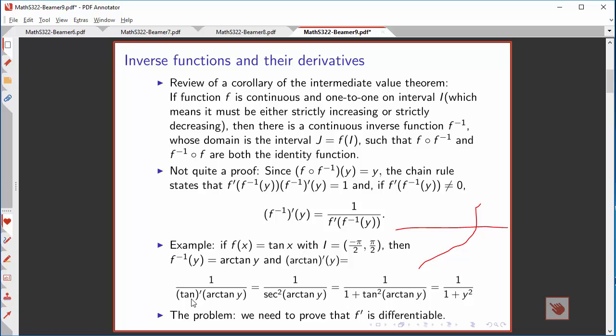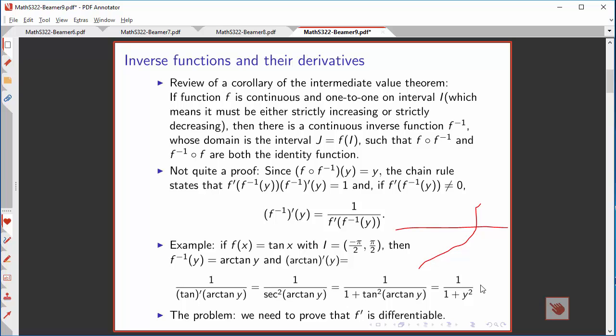The derivative of the tangent function is the secant squared function. So we've got secant squared of arctan y, but secant squared is 1 plus tangent squared, so we've got 1 plus tangent squared of arctangent. Tangent of arctangent of y is y. We square it and get y squared. There's our differentiation rule, 1 over 1 plus y squared.